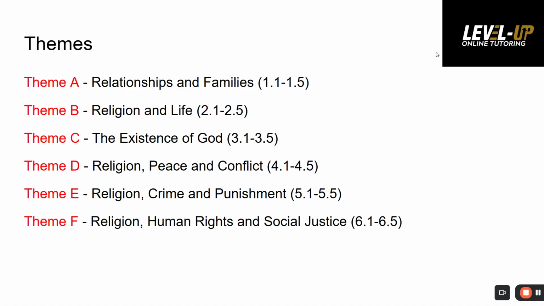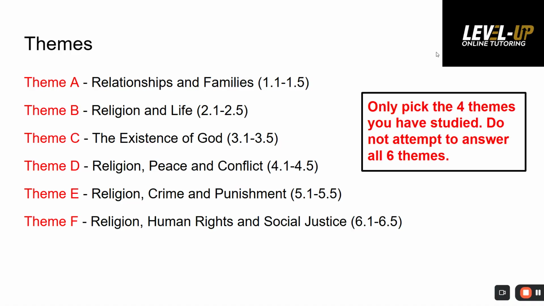What you'll also notice is next to each theme is both the letter that it is associated with, as well as then the question numbers that you will face. Remember, you'll have the 2 1-mark questions, the 4-mark question, the 5-mark question, and the 12-mark question in each of these sections. Make sure then that you answer all 5 questions for 4 themes only. Do not attempt to do 6, because if you do all 6, you're going to run out of time.